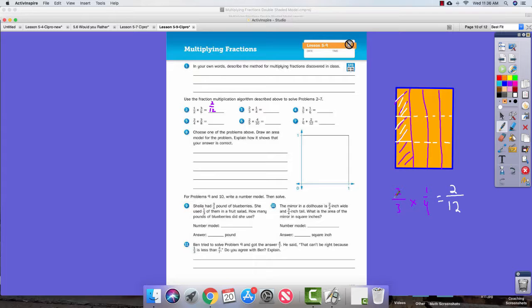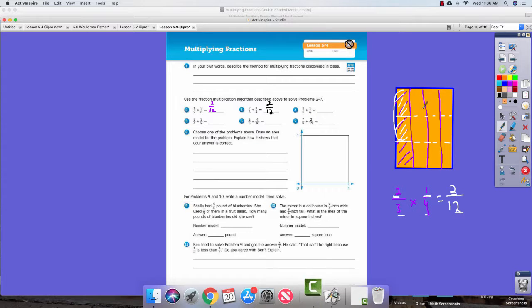And let's think about the algorithm, just multiplying our numerators and then our denominators. 2 times 1 is 2, 3 times 4 is 12. Again, multiplying your numerators gets you the total amount that you have double shaded here, and multiplying just your denominators gets you the total amount of equal parts that you had split that rectangle into. So 2/3 times 1/4 equals 2/12. Put that over here. So let's just finish up this page using our algorithm.